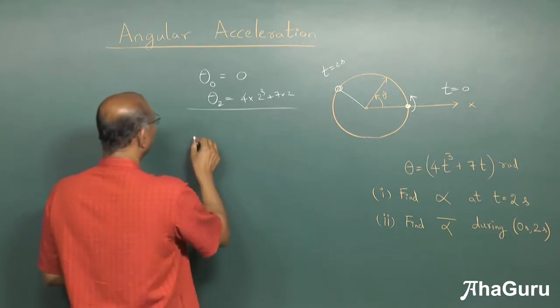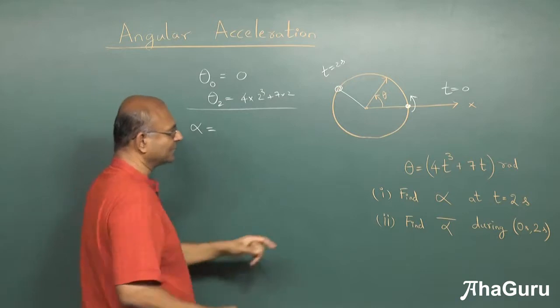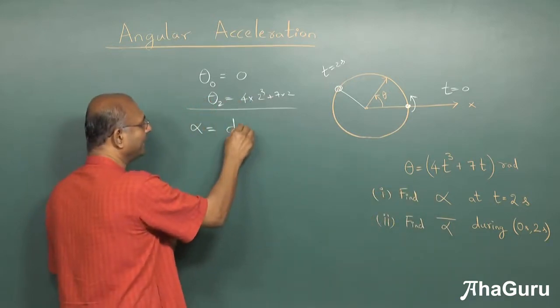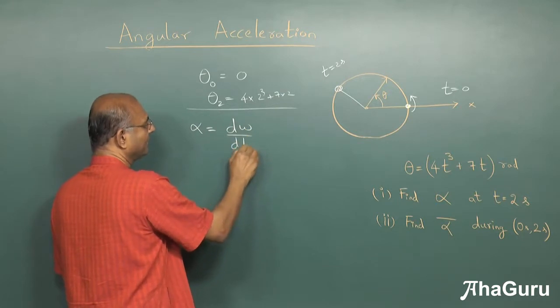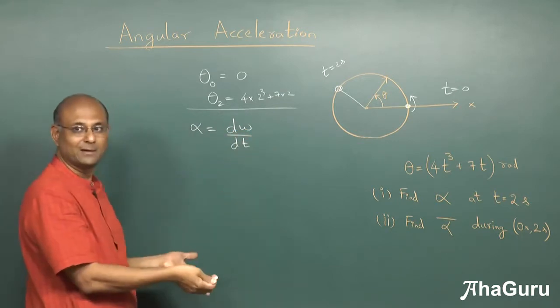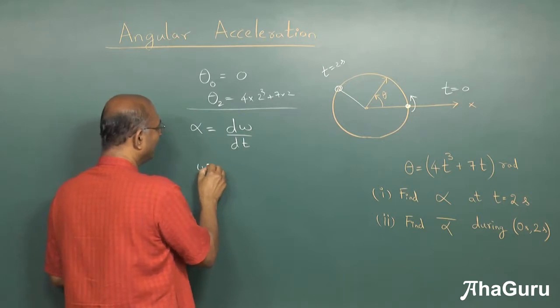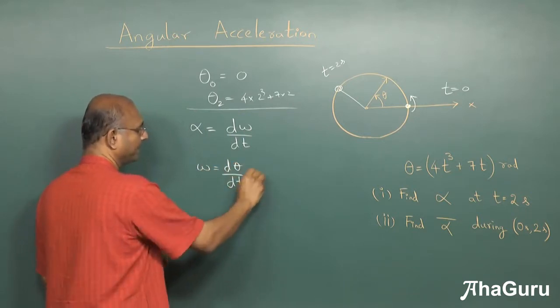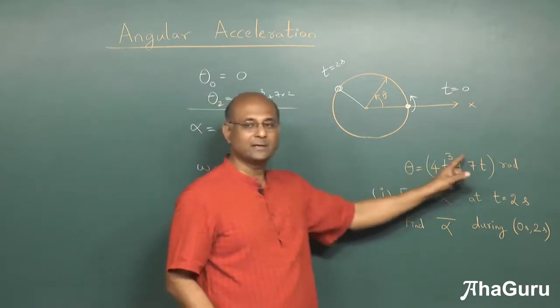Now if I want to find alpha, which is what the question asks, you know alpha is d omega by dt. But for this I need to first find omega. And what is omega? Omega is d theta by dt. Right? So that means I need to differentiate theta.